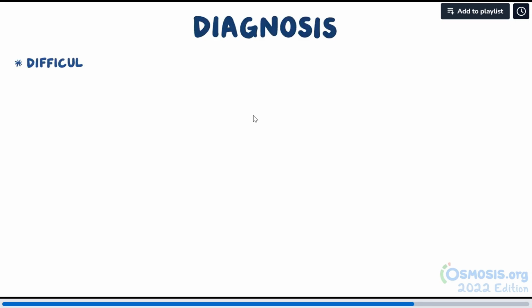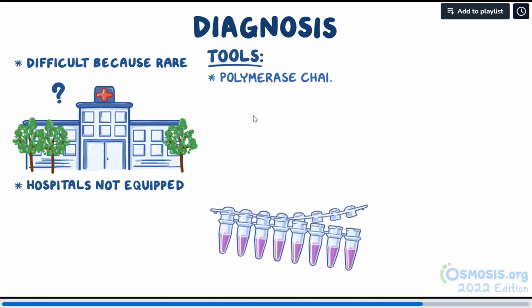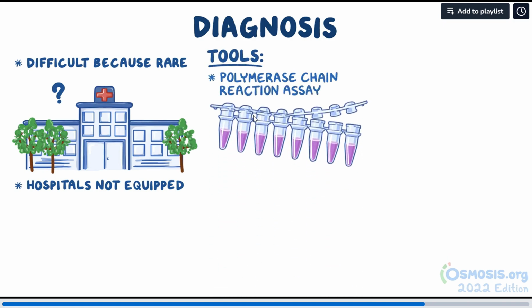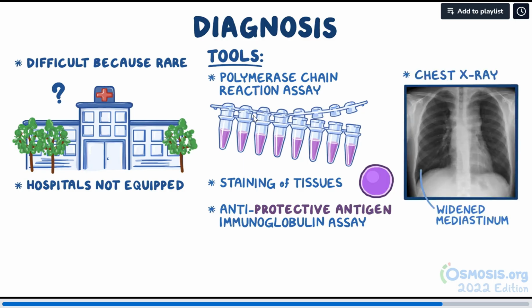Diagnosing anthrax can be difficult because of its rarity and the fact that most hospitals are not equipped with the proper diagnostic tools. The tools that are used to diagnose anthrax include a polymerase chain reaction assay that directly detects B. anthracis DNA, immunohistochemical staining of tissues, which identifies B. anthracis antigens in tissues, and an anti-protective antigen immunoglobulin assay, which identifies antibodies against protective antigen. Other clues to diagnosis include a widened mediastinum on chest X-ray due to progressive mediastinal lymph node necrosis.